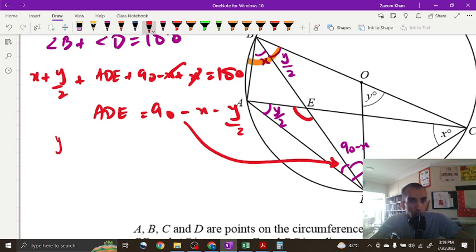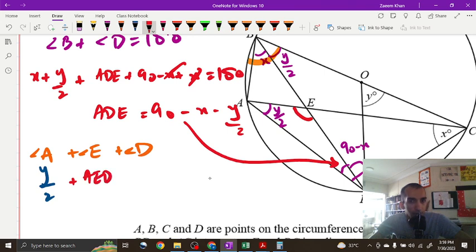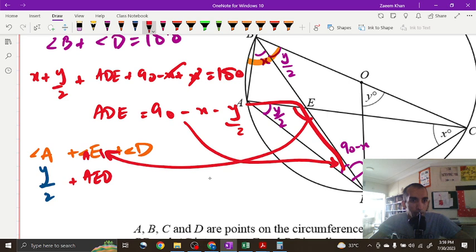Y over 2. So just so that those people who are watching on YouTube can understand, you essentially did angle A plus angle E plus angle D. Now when you say Y over 2, you're referring to angle A. And how much is angle E? We need to find that, right? So we can say that's AED. We're referring to this angle. We can also call that angle E, or we can also call that AED. Same thing, right? And how much is angle D?